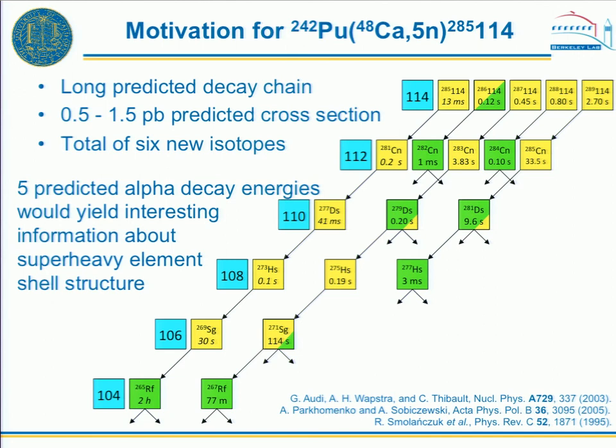These 5 alpha-decay energies yield interesting information about superheavy element nuclear shell structure. This shell structure is the only thing holding these superheavy elements together, so it's of paramount importance to understand for their stability.